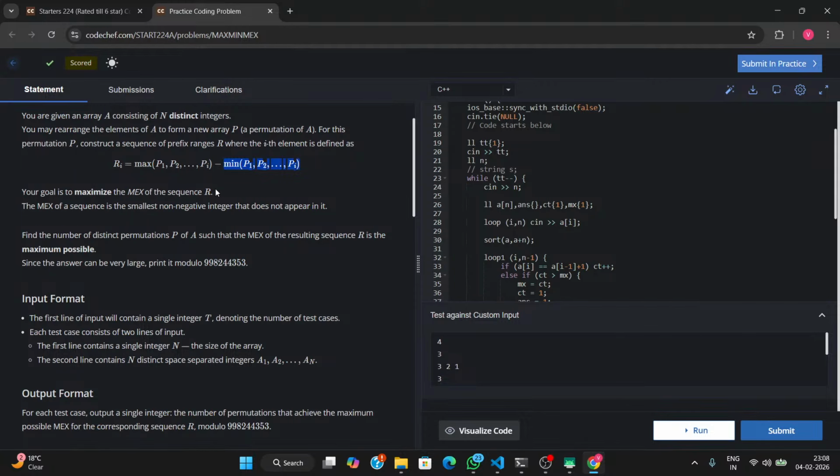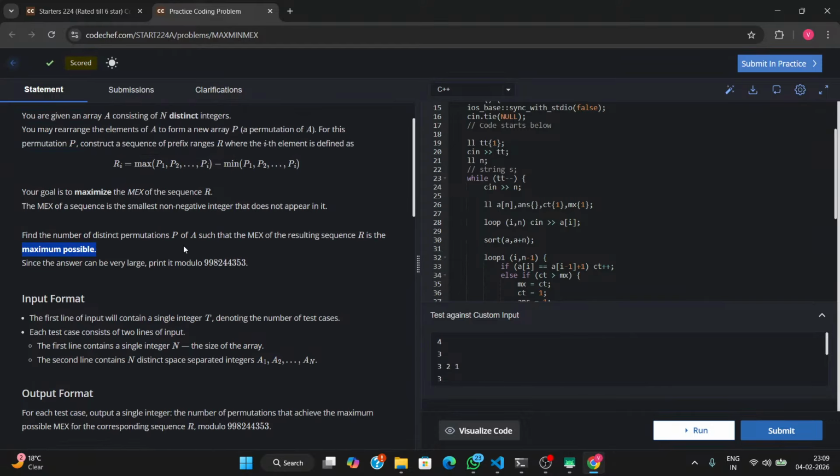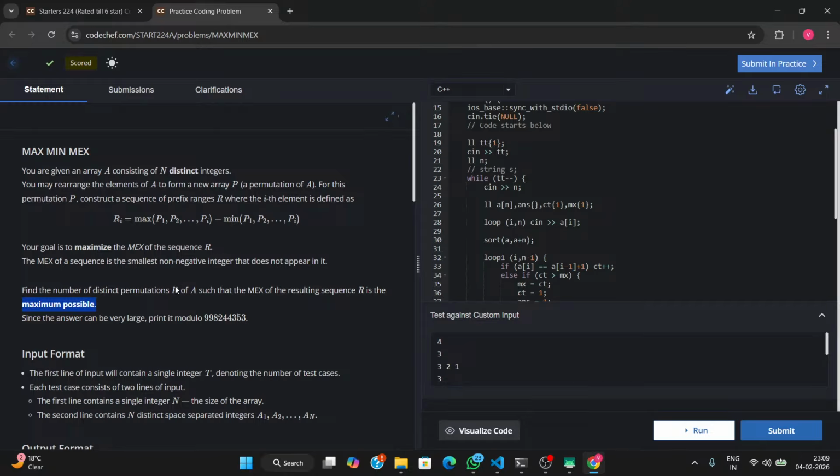The mex of the sequence is the smallest non-negative integer that does not appear in it. And now for this, there will be a maximum possible mex that we can create. And for that maximum possible mex, we need to find the number of distinct permutations of A. There will be n factorial permutations of A, and among those, we need to find the permutations that will result in this maximum possible mex. Okay, so let's first of all break down the problem, and then we'll look at the approach.